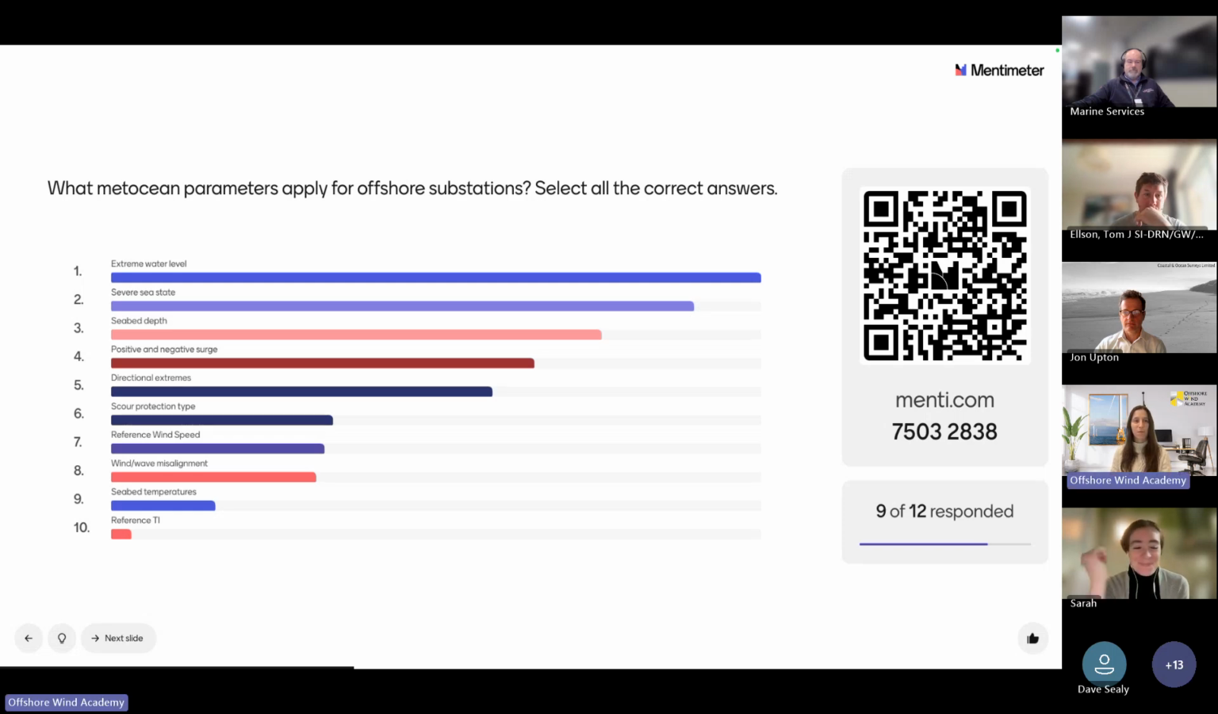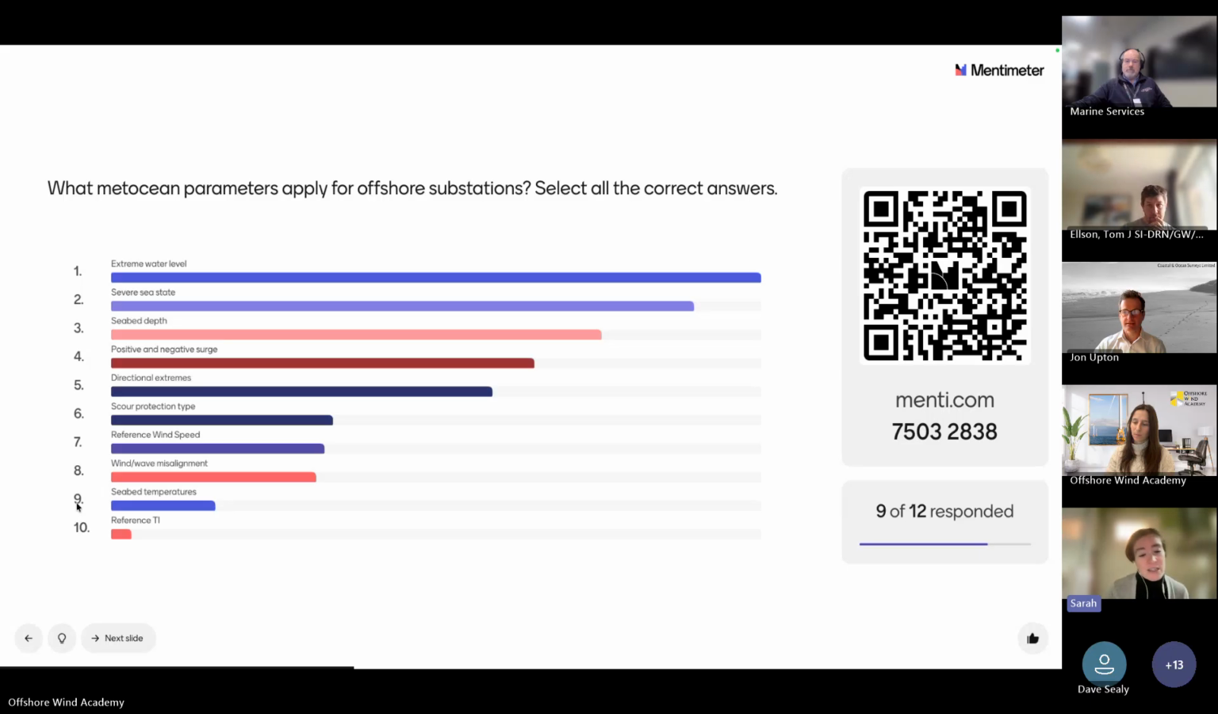Okay, Sarah, what do you think from the responses? Yeah, indeed. So in fact, surprisingly, reference TI is important because your foundation is attached to your tower, which is attached to your wind turbine. So at this stage, you will have to have a fully consistent system that you're modeling. Ideally, your foundations are being modeled with your turbine supplier. So reference TI is important. Seabed temperature is not important. Actually, John, if you have any comments or want to chime in here too, you're more than welcome to. But seabed temperature is really not for the foundations themselves, maybe for other components.